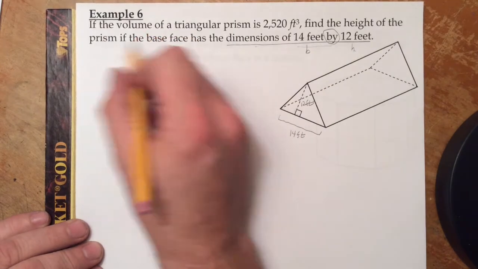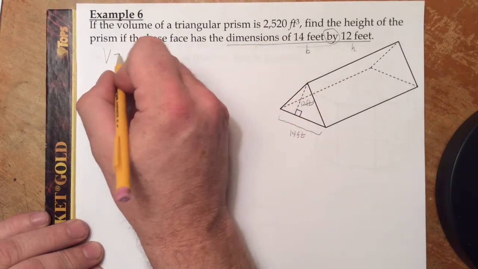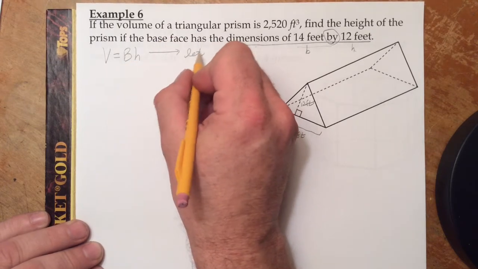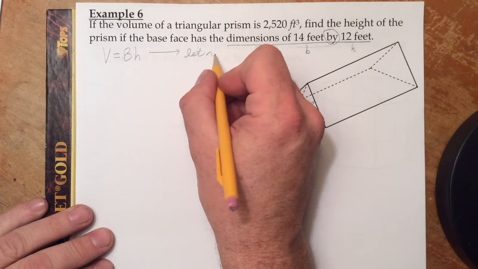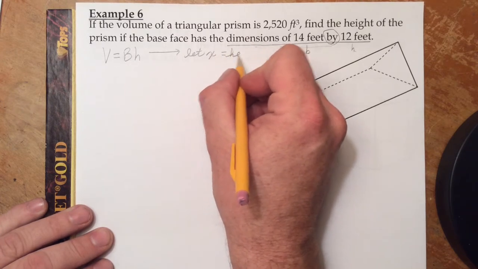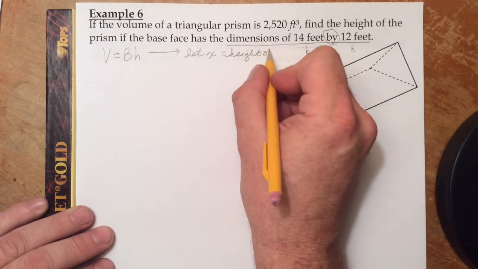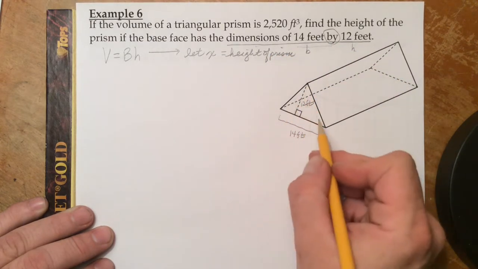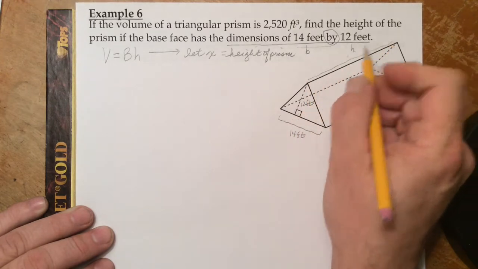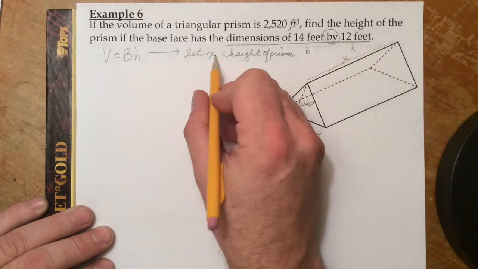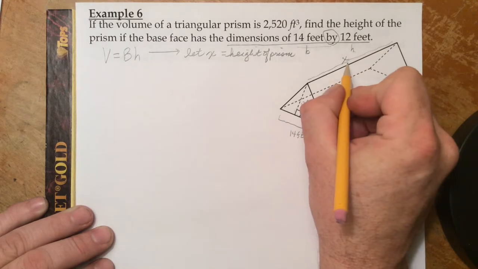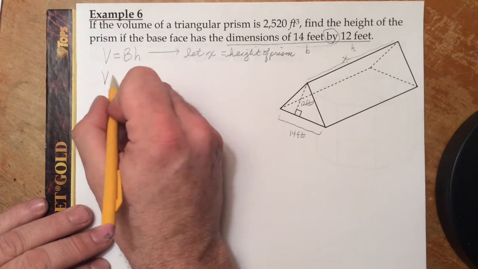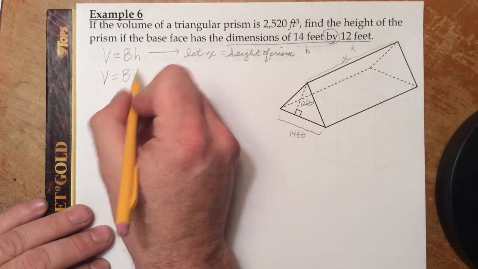So we're going to start with the volume, since they give us the volume. Volume of a prism is big B times h. And we're going to let some other variable, totally different, like x, equal the height of the prism. Of course, the height of the prism connects the two base faces, so this right here would be x. We're defining the height of the prism as x instead of h. Then suddenly we have V equals big B times x.